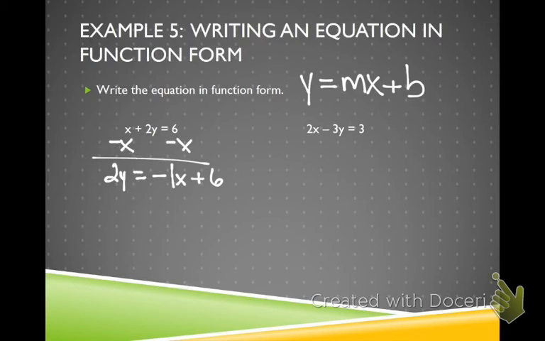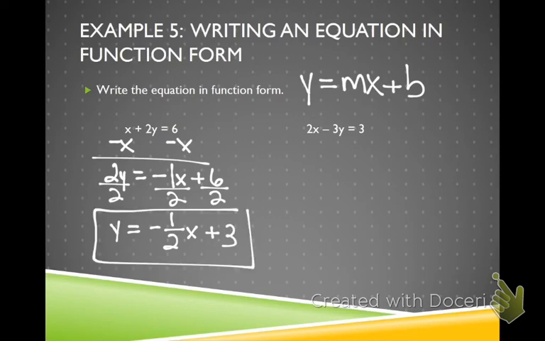So now I'm still not done because y is still not by itself. What do I do? Not subtract it. How do I get y by itself? Divide by 2, right? This is multiplication, guys. I divide by 2. Divide by 2, and here's my rule. Divide every term in the equation by that number. And now y equals negative 1/2 x plus what's 6 divided by 2? 3. Function form.